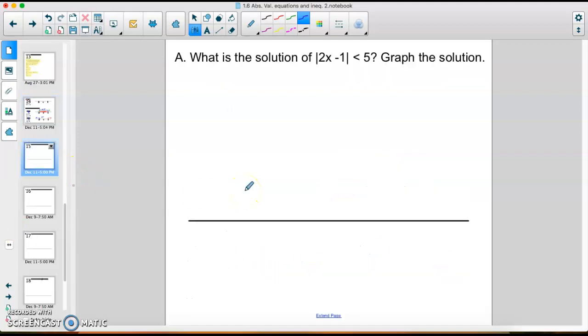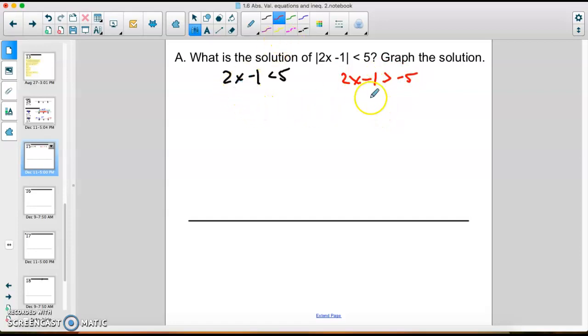All right, so what's the solution of the absolute value of 2x minus 1 is less than 5? Well, we do our two scenarios, right? So 2x minus 1 is less than 5. And then we also have to do the other scenario. We're going to flip our sign. That's important. Make sure you flip your sign. And then we're going to negate our answer.